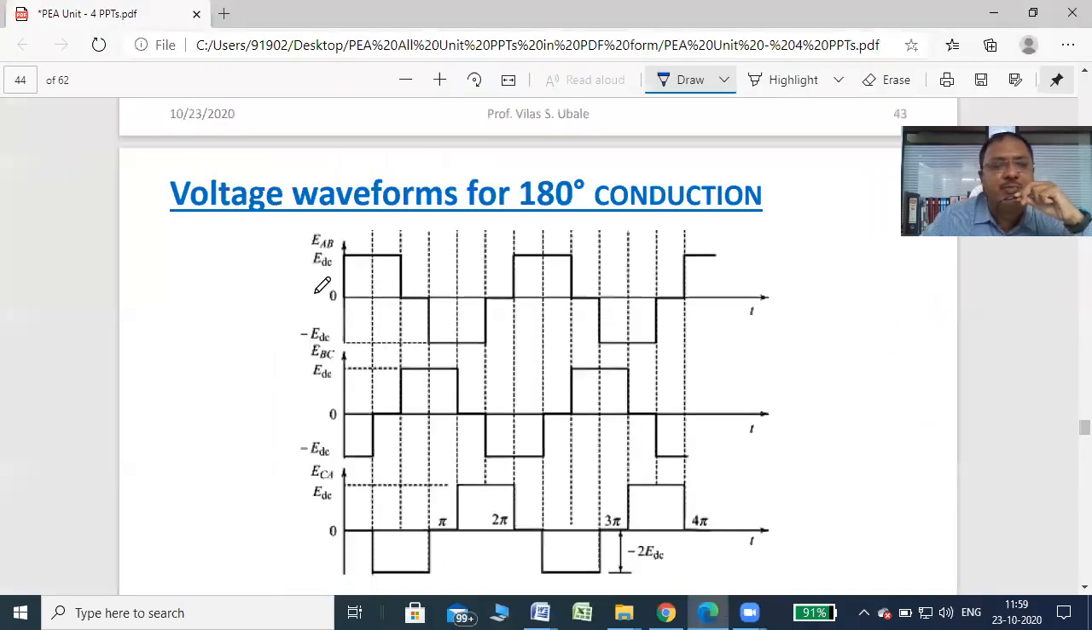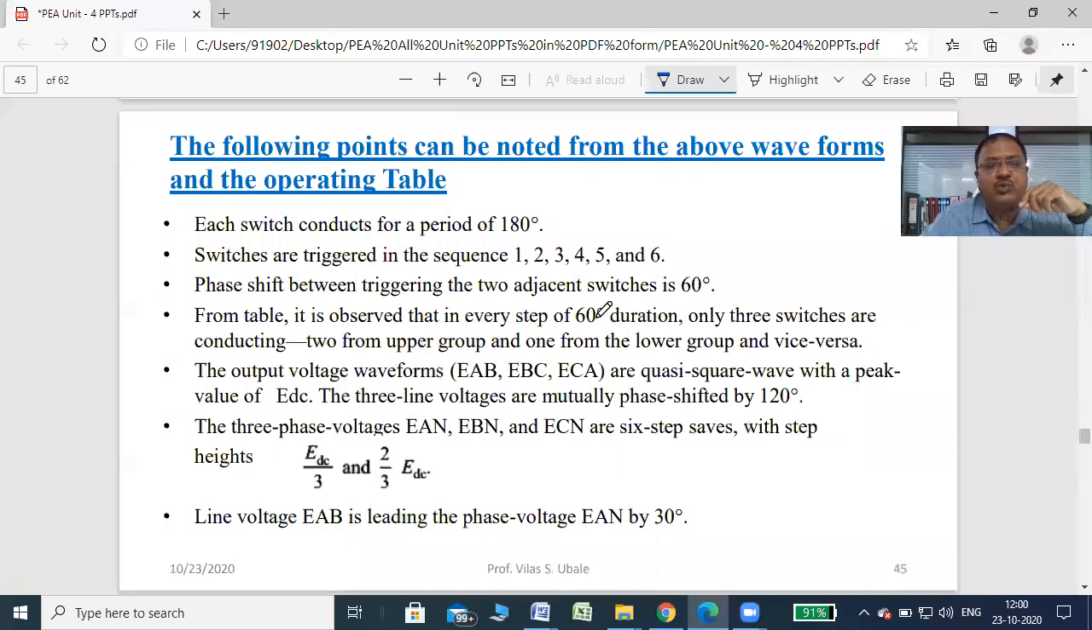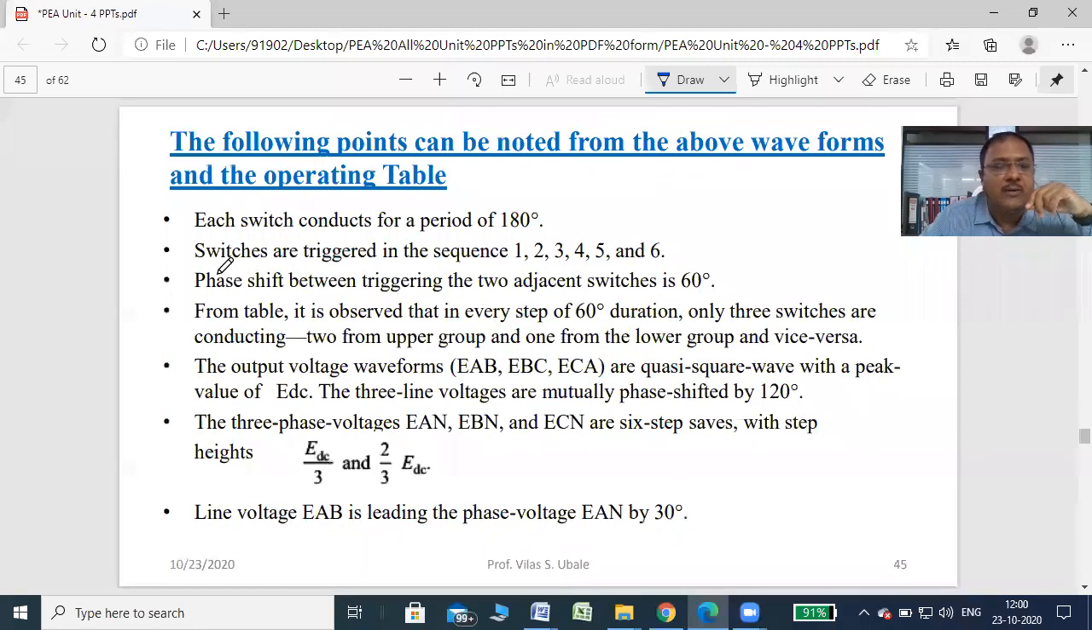So in this particular voltage waveform for 180-degree conduction mode, these are the line voltages, basically EAB. The addition of EAN plus EBN gives you EAB, right? So that is equal to EDC directly. These are the important points that we look into.